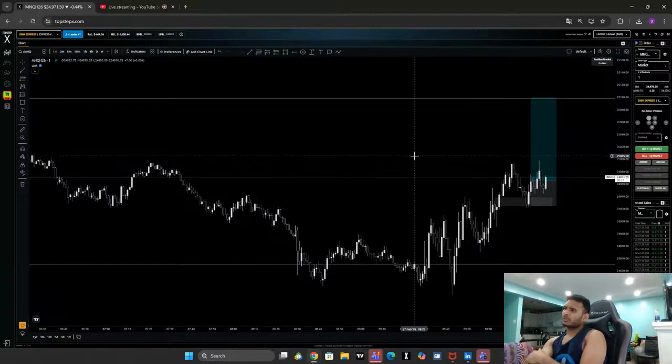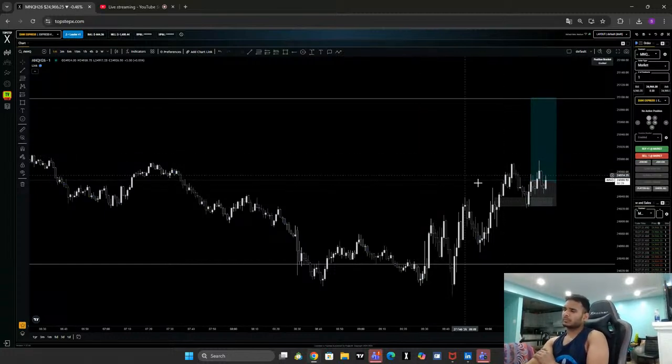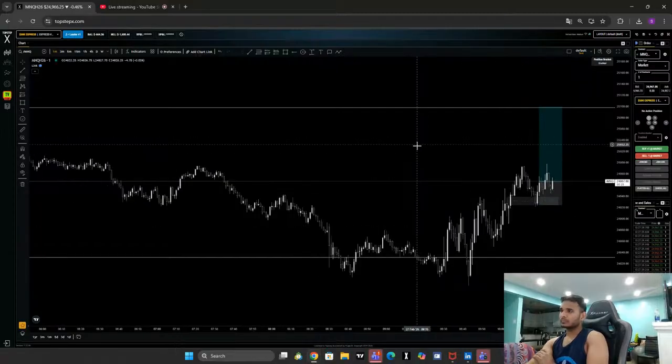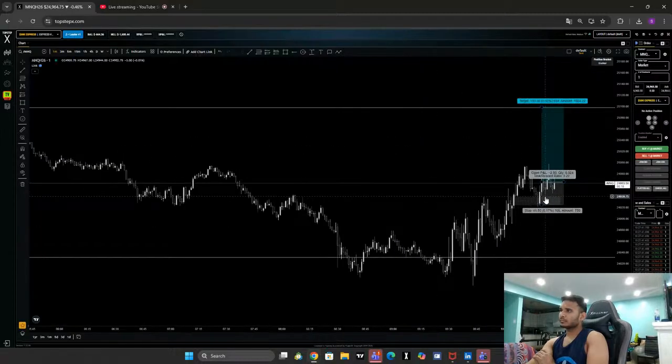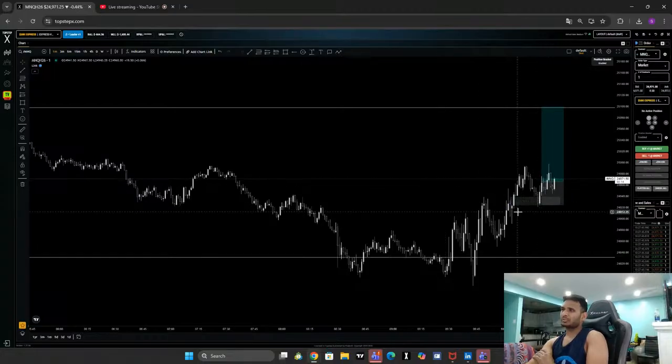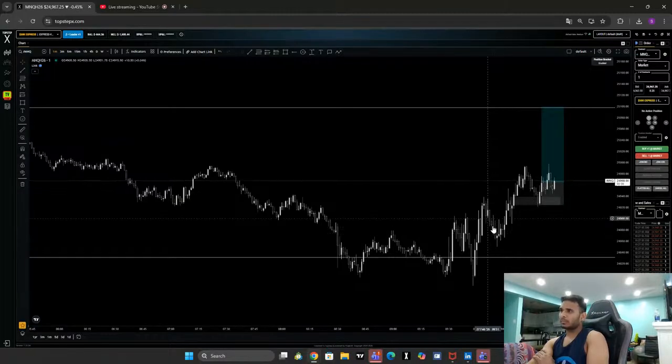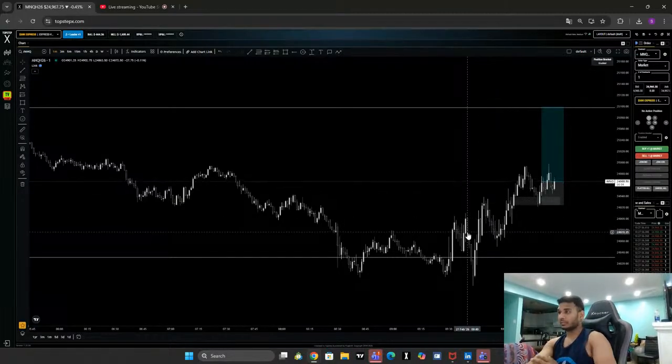So there is no point for me to join here. I don't like to join here. I want to join here or here. This is where I missed, actually. Genuinely, when I opened the chart, it was right here. How the hell can I take that entry right away? I don't have that mental capacity, so I just don't take it.